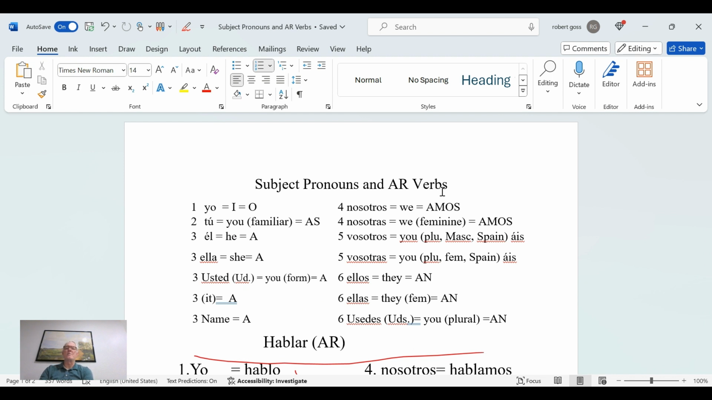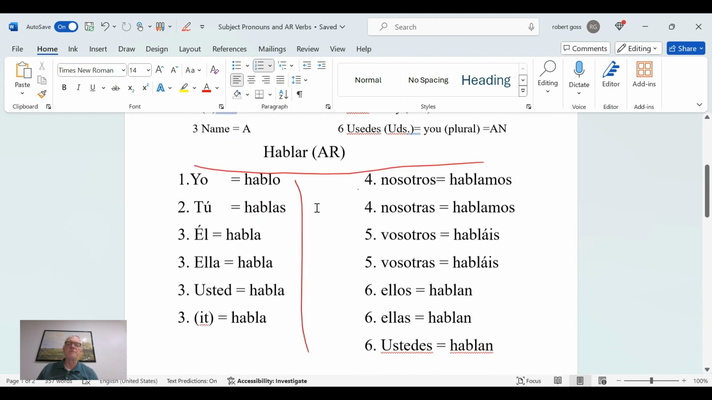Vosotros or vosotras in Spain, which is not that important to us, but if we were going to do it, we'd cross off the AR and put ÁIS. And then ellos, ellas, ustedes, we'd cross off the AR and we would put AN.